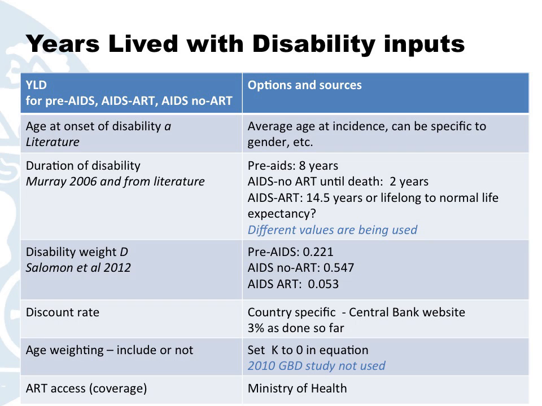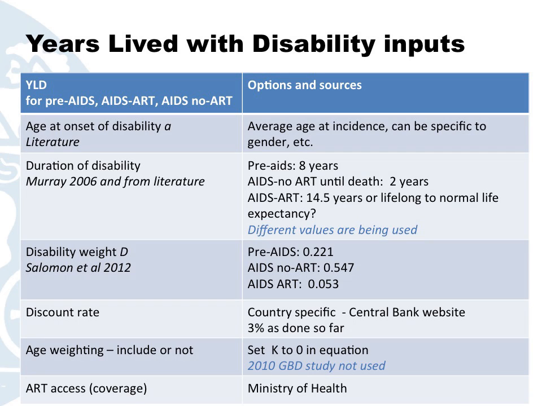So age at onset of disability would be average age at incidence. It could be specific to gender if you're doing an intervention among female sex workers, or a youth intervention, so it should be specific to your population. For the duration of disability, you could use a generic one from Murray, the original global burden of disease. But of course, as more information becomes available, this is changing. So a lot of different values are being used in the literature.